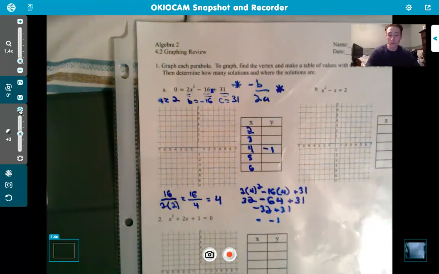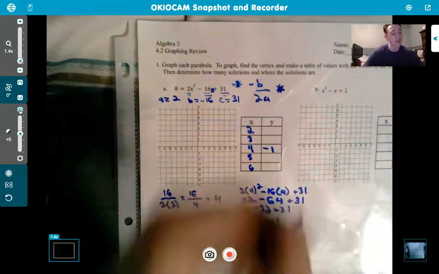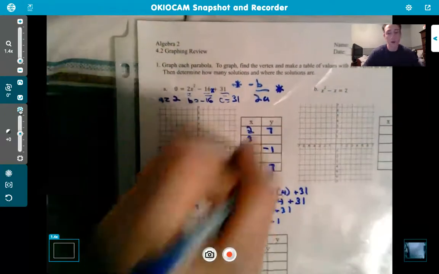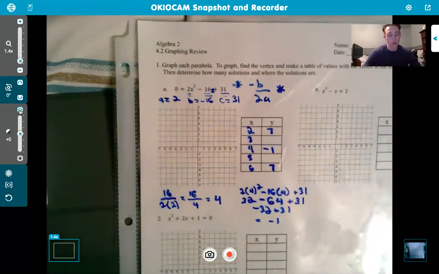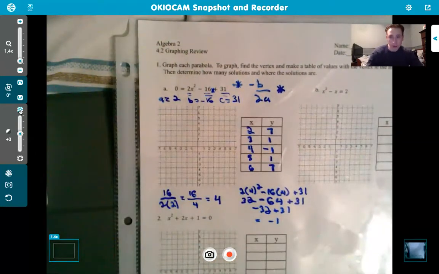Like I said, use whatever you need to help find those y values for this equation. So I have 2x squared minus 16x plus 31. When I plug in a 2 for x, I get 7, which means for 6, I also have a 7. When I plug a 3 in for x, I get 1. So for 5, it's also 1. And what I want to do now is plot these points, draw my graph, and then determine not only how many solutions I have, but where my solutions are.